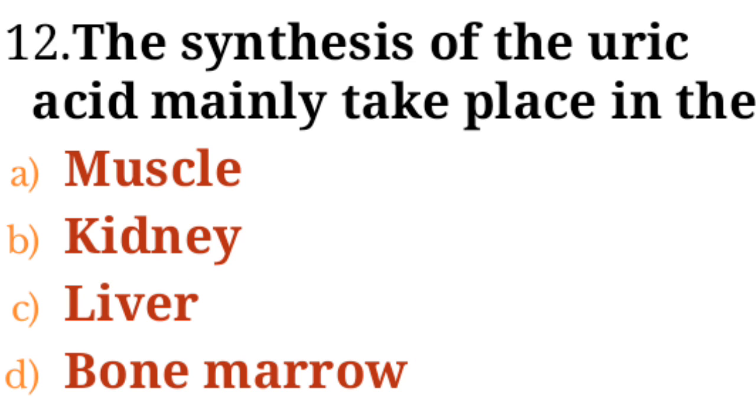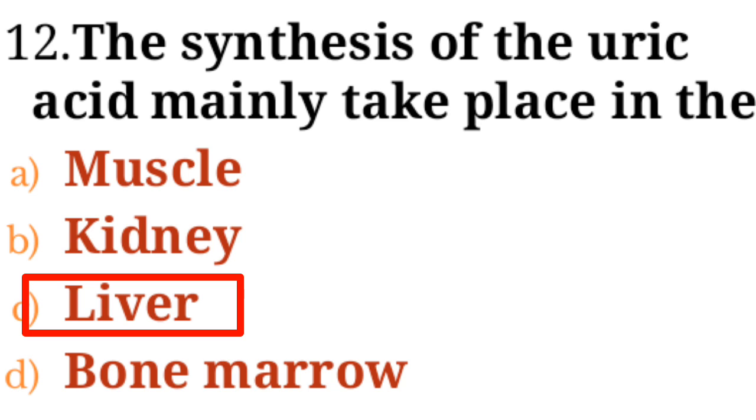Next question. The synthesis of uric acid mainly takes place in the, options: A. Muscle, B. Kidney, C. Liver, D. Bone marrow. Answer is C.